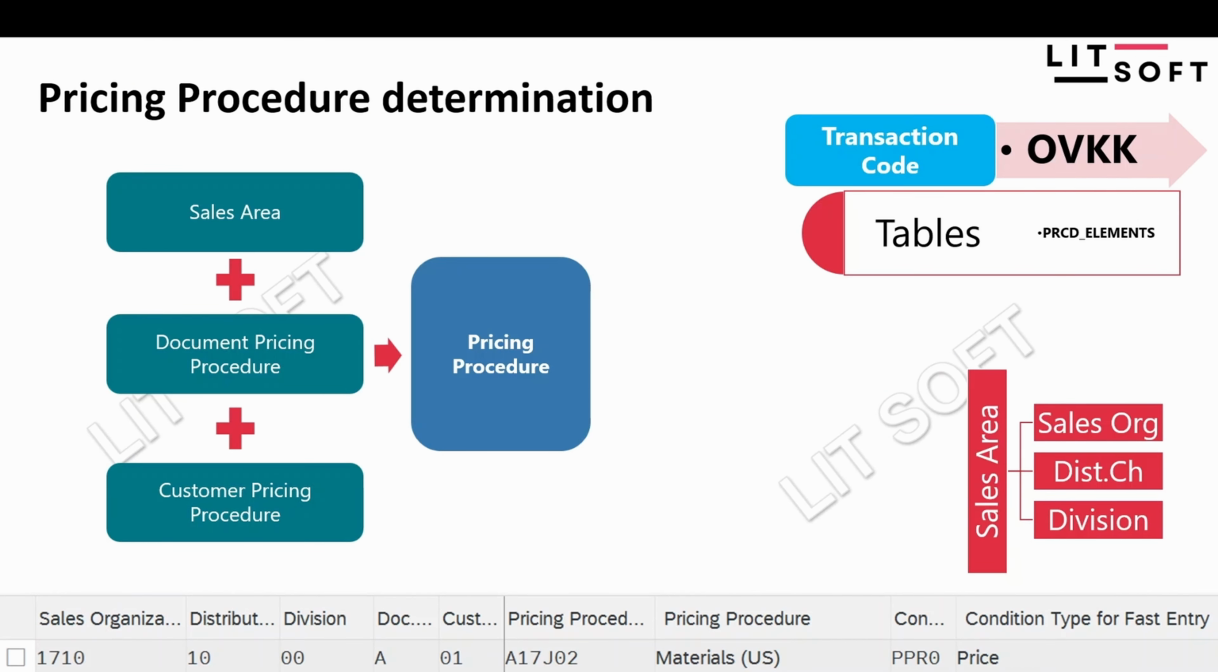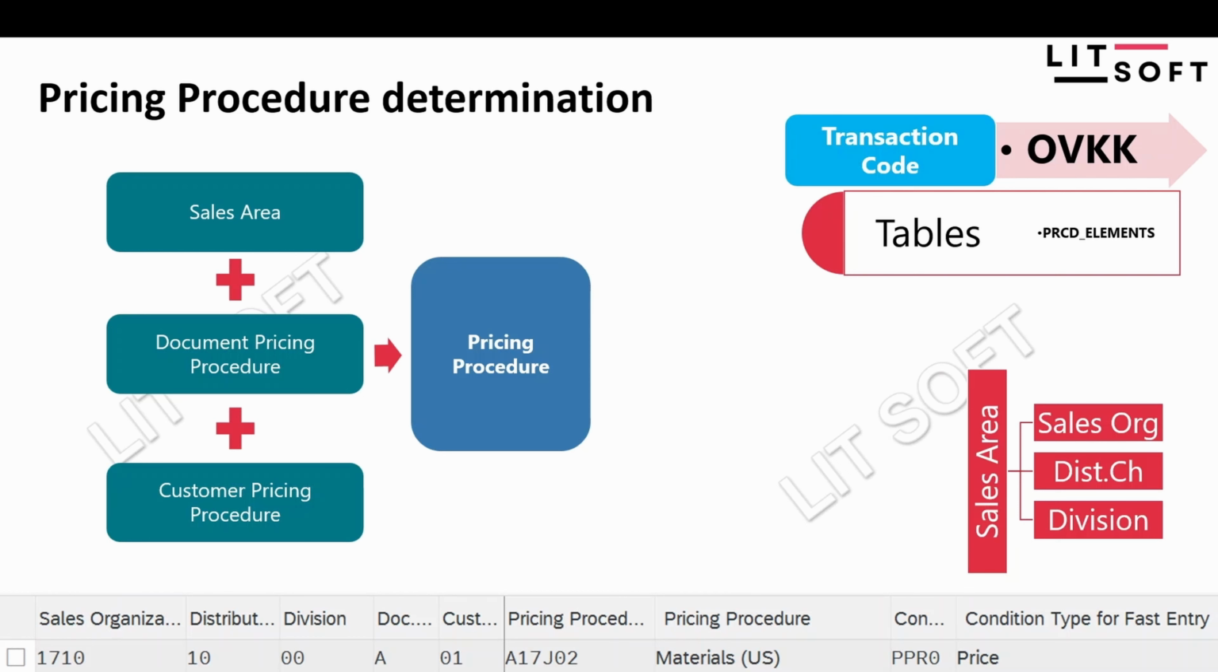Then pricing procedure determination, the heart of SD. But this is only high level, determination as a limitation. And with OVKK, you determine this, the sales area, document pricing procedure, and customer pricing procedure, which drives the pricing procedure. You can see sales area as a basic thing, that is sales org, distribution channel and division combination. Here is a screenshot: sales organization 1710, distribution channel, division.